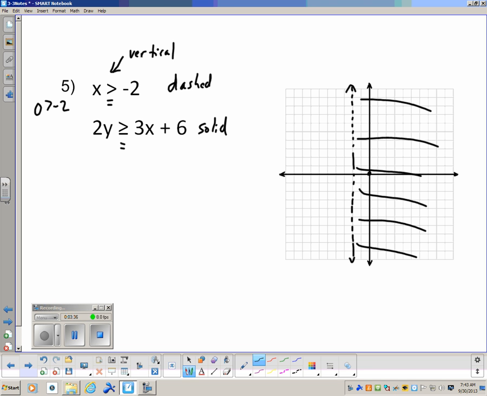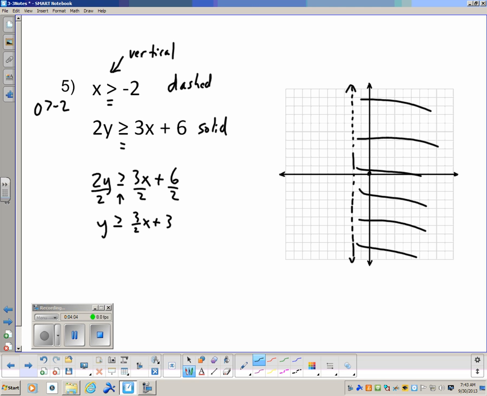And then my other one here is almost in y equals mx plus b form, so I'm just going to continue putting it in there. I just have to divide everything in here by 2. When I do that, I get y is greater than or equal to 3/2 x plus 3. Now, when I divide everything in here by 2, I did not switch the inequality sign. It didn't become less than or equal to. I didn't switch it around because I did not divide here by a negative.